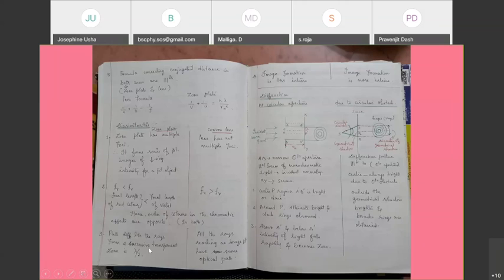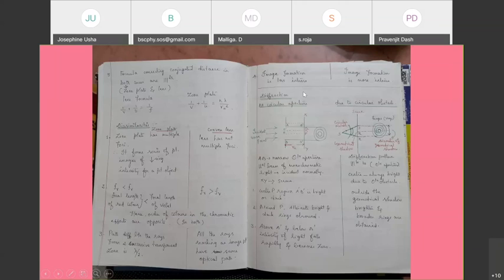In a zone plate there is a path difference, but in a convex lens it follows the same optical path. See here, the path difference between the rays from two successive transparent zones is given by lambda by 2. But in the convex lens, all the rays reaching an image point have the same optical path.